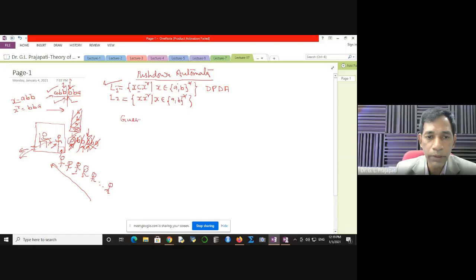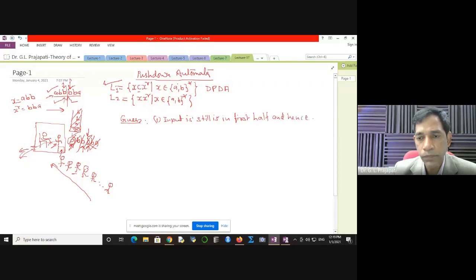So you are going to make the guess. The machine is going to make the guess, and what is the first guess your machine is going to make? The machine says that yes, the input is still in the first half, and hence it requires to save, because you need to match later on. So once you see that the input is still in the first half, then the machine needs to save.